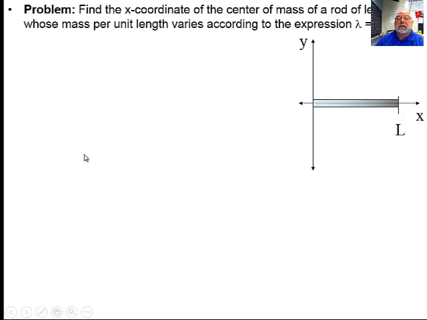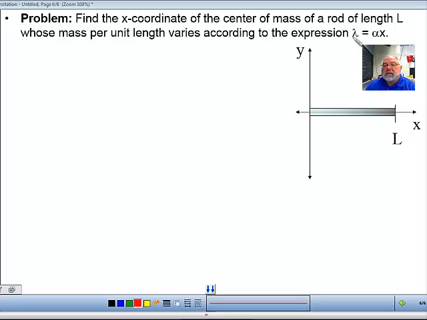Well, this is one that's a little bit different, and I promise this is the last slide of the video, and we've already done most of the work. Okay, so in this case, we were given a function for lambda. Lambda is not a constant. You can see in the shading of the bar, it gets more dense as it comes out to the end.